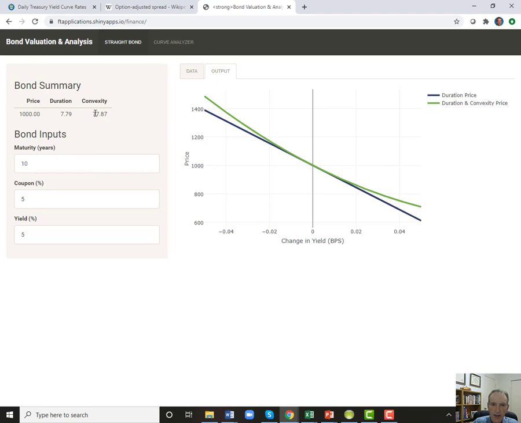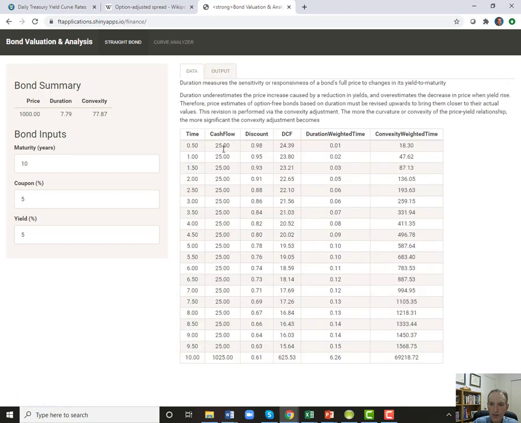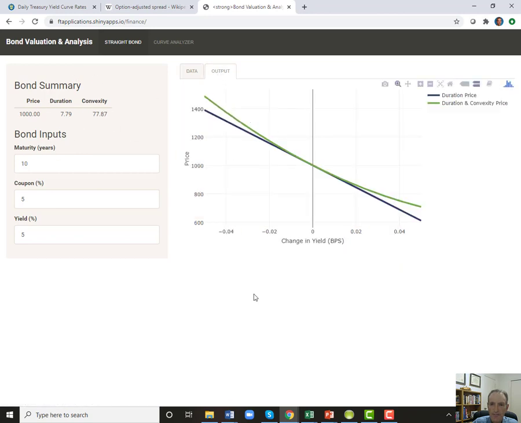Its convexity is a hard number. Its duration is 7.79, so it's a 10-year bond, but you see its duration is shorter. Why? Because you're getting all of these coupon payments over the 10 years, and that shortens the duration. Let me click back on the output.